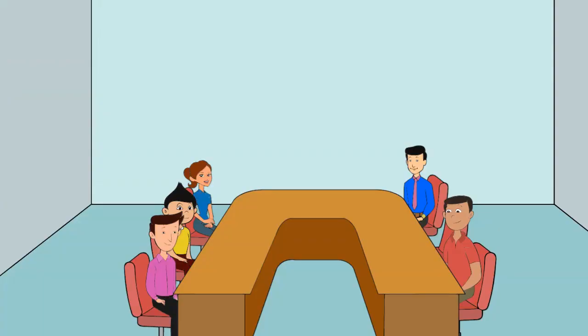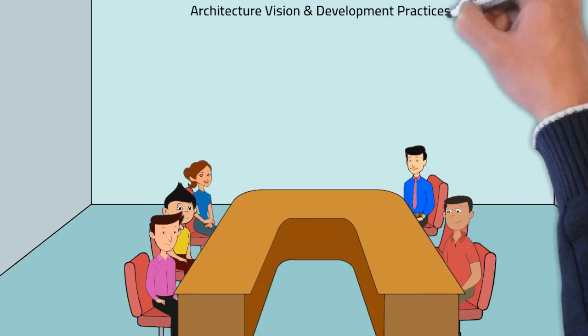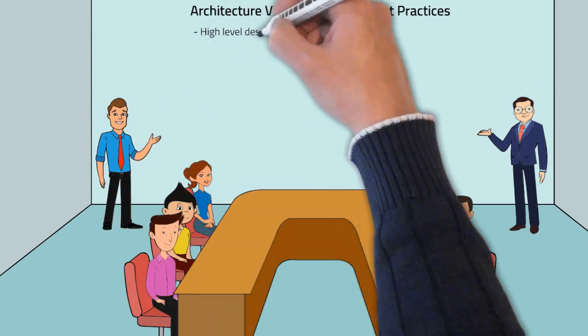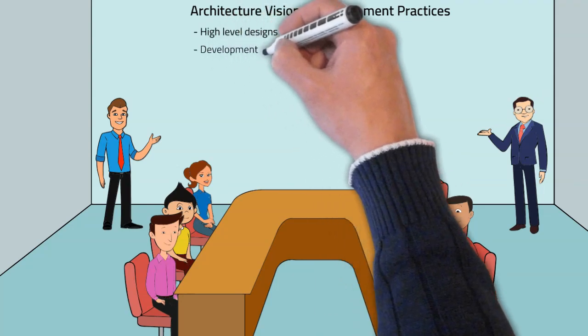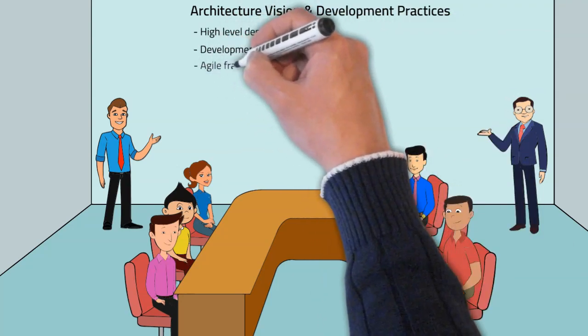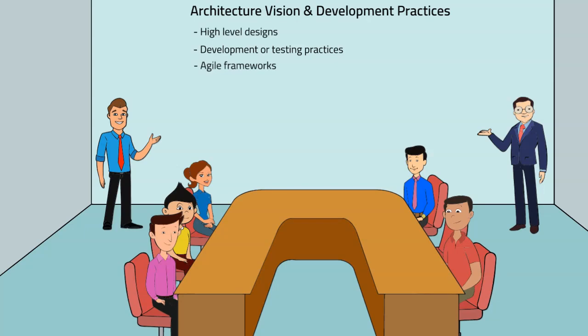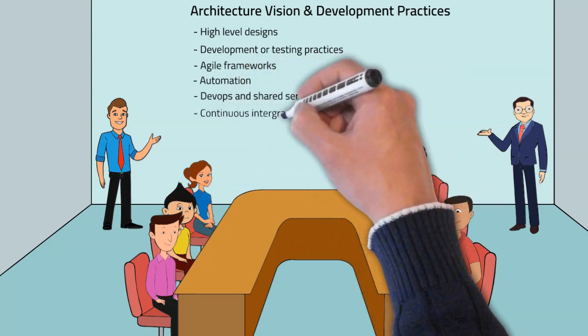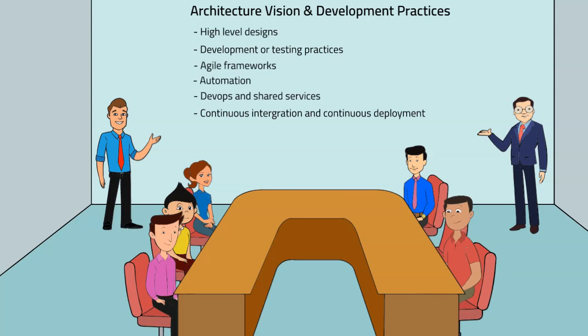Next, we'll look at the architecture vision and development practices. These will be delivered by the lead architect and the head of delivery, and would focus on things such as high-level designs, development or testing practices, agile frameworks, including Scrum, Kanban, SAFe, anything that may have changed, automation, and what can we automate? Automated testing, automated deployments, DevOps and shared services, and continuous integration and continuous deployment activities that we wish to employ throughout this PI.